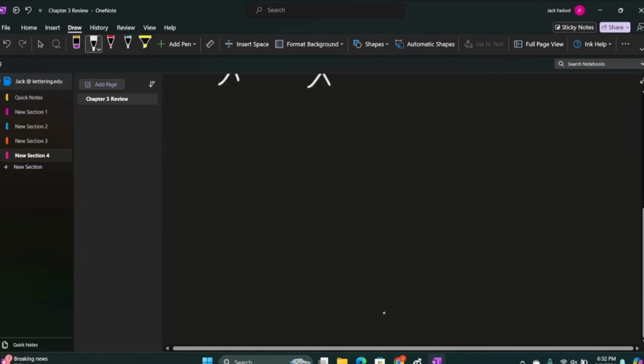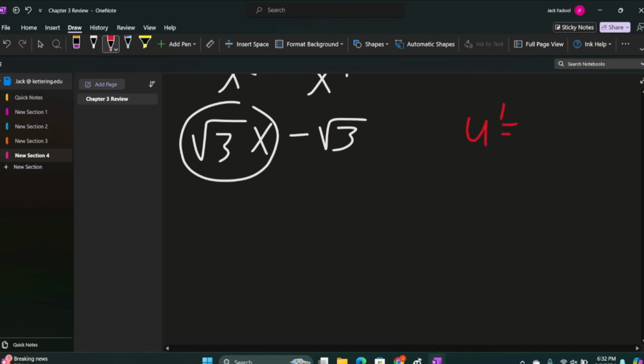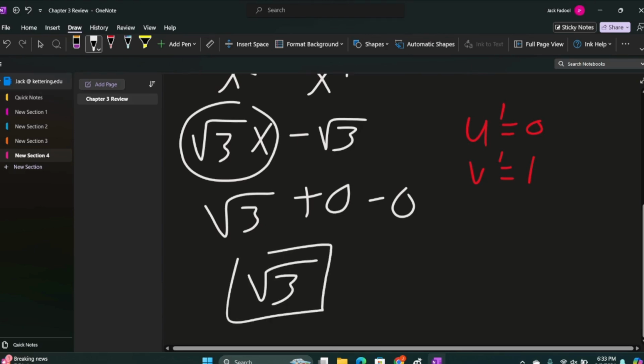Alright. For our next one, it is the square root of 3x minus the square root of 3. So for this, we'll be doing product rule. So u prime equals 0 and v prime equals 1. So this just comes out to square root of 3 plus 0 minus 0. So our answer is just the square root of 3.